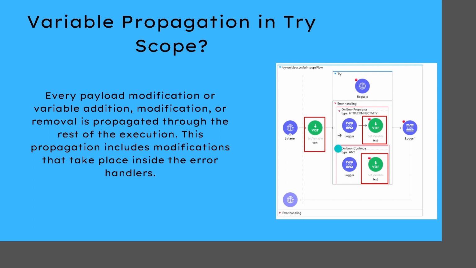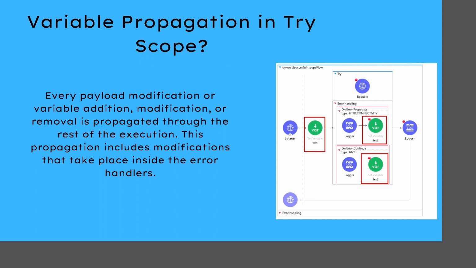So guys, let's say you have a variable initialized before calling this try scope, and you have modified that same variable inside it, and let's say an error occurs and it propagates to this on error propagate part, and it changed the value of that variable. So once this try scope completes, you will get the modified value of that variable basically. That's what it means.